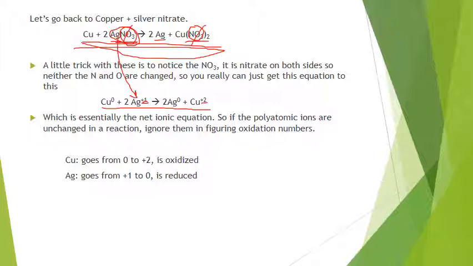So essentially, this is the net ionic equation. If the polyatomic ions are unchanged in the reaction, you ignore them and figure out the oxidation numbers. So you see that the copper goes from 0 to +2, so it's being oxidized. And the silver is going from +1 to 0, so it's being reduced, which means it's getting more negative, gaining electrons.